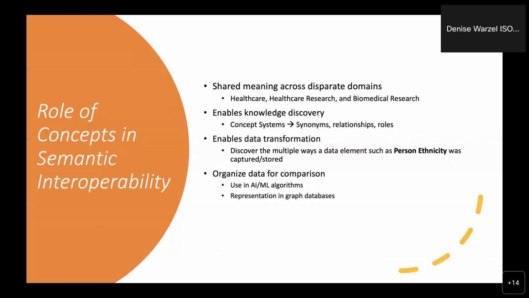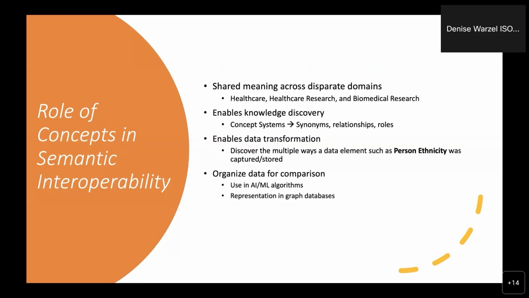Okay, so the role of concepts in semantic interoperability is that it establishes shared meaning across disparate domains. It enables knowledge discovery depending on the sophistication of your concept systems. We can go beyond synonyms, relationships, and roles. We can include different languages. It enables data transformation, as you saw on the other slide. It would be fairly easy to see that all those 4 data values meant the same thing, and you could convert them to whatever representation you want so that the data can be aggregated and then analyzed by systems that require the data values to be the same.